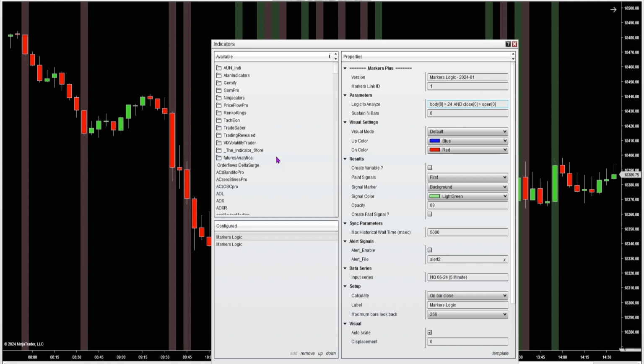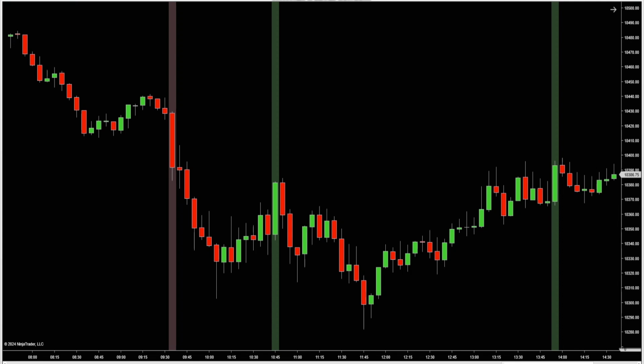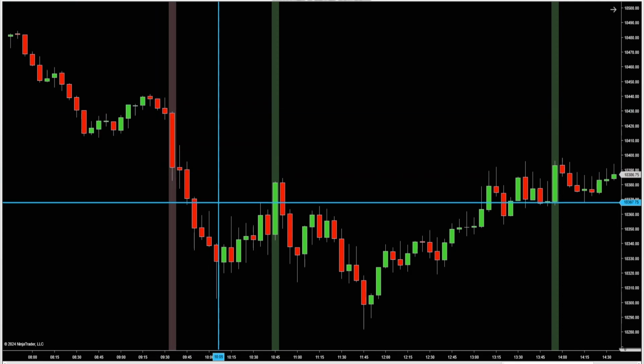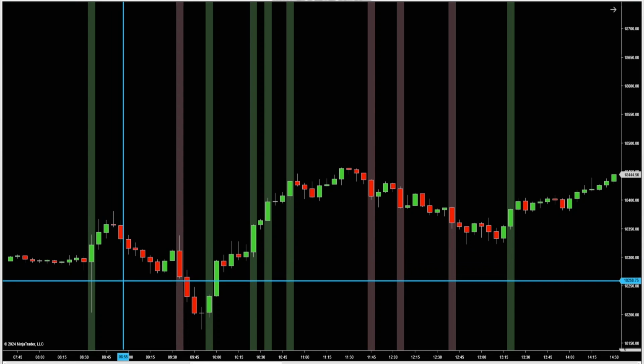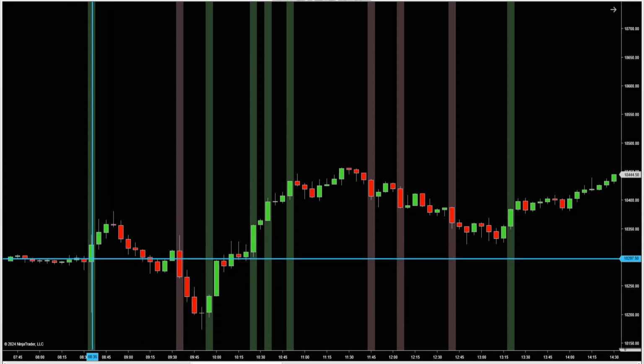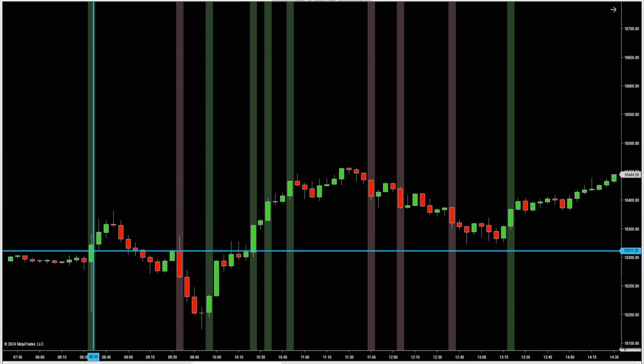pretty much double the body size of the candles that we're looking for, since this is the 5-minute. And we only get 1 during the 1 hour that I trade. Here's the previous day, Tuesday, on the 5-minute NQ chart with a 24-point body size.